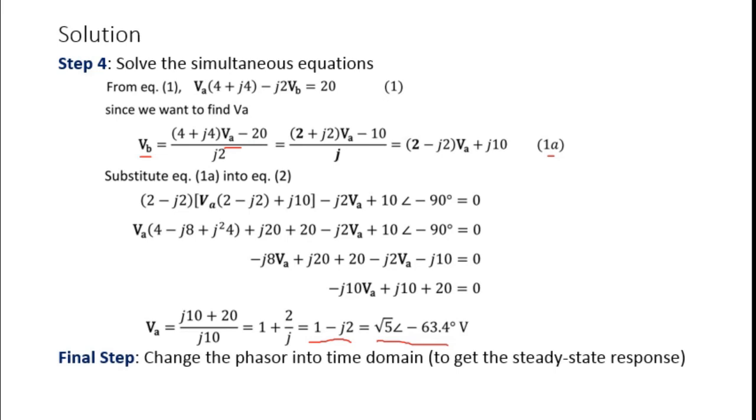The final step is to change the phasor value into the time domain. VA in the time domain is equivalent to square root 5 cosine of 100t minus 63.4 degrees volt.